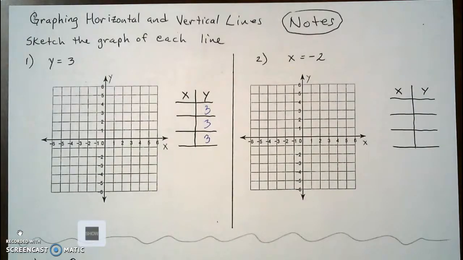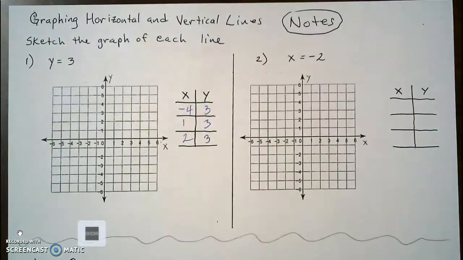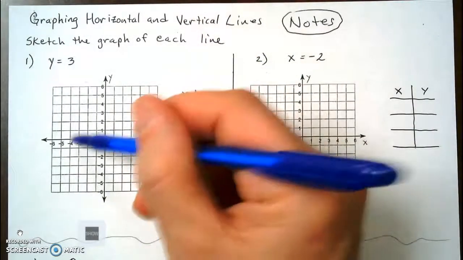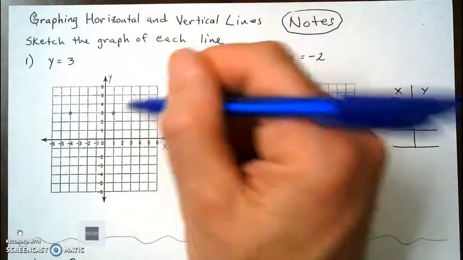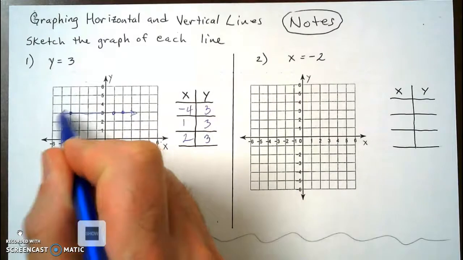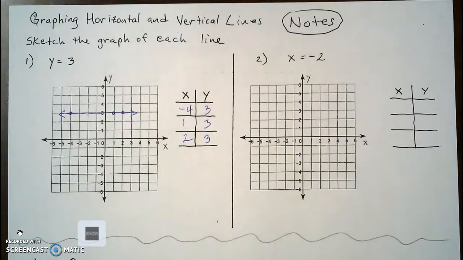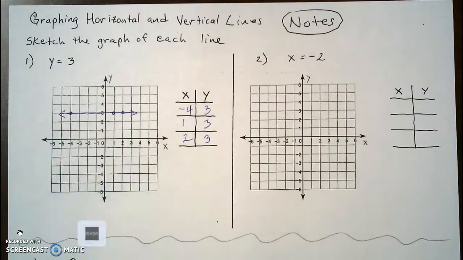Now you pick whatever x numbers you want, but let's keep them between -6 and 6 so they fit on the graph. Okay, so I'll just pick -4, 1, and 2. And you graph them. -4, 3, 1, 3, 2, 3. And you can see we have a horizontal line. Make sure you connect the dots, put arrows on them. So you can see, I know this seems backwards, right? Y equals, and the y-axis runs up and down, but y equals a number is actually a horizontal line. And I think you can probably picture what's going to happen over here.